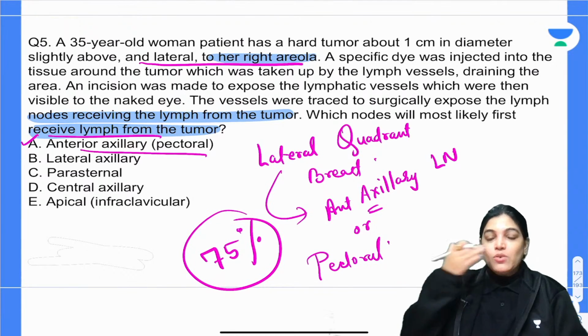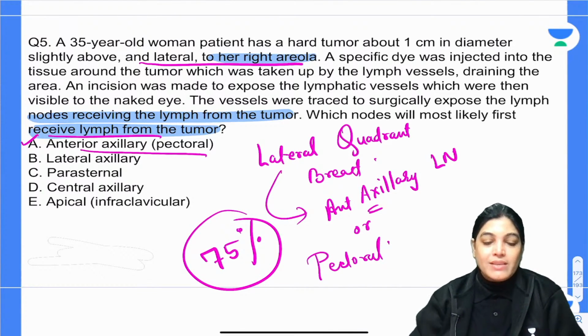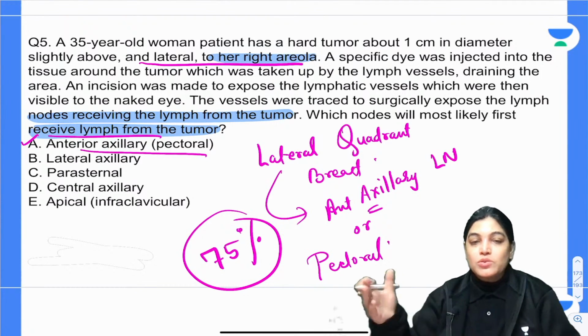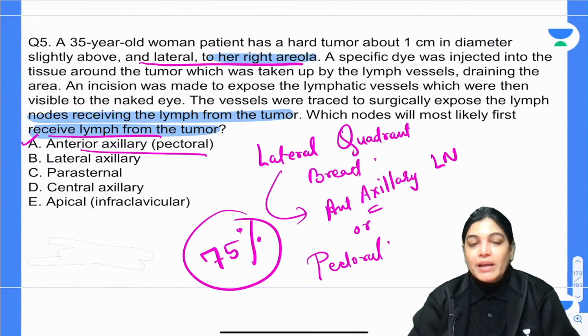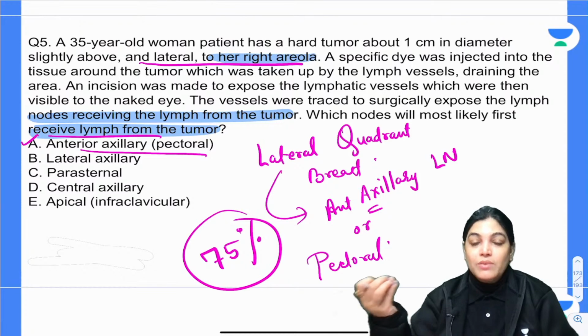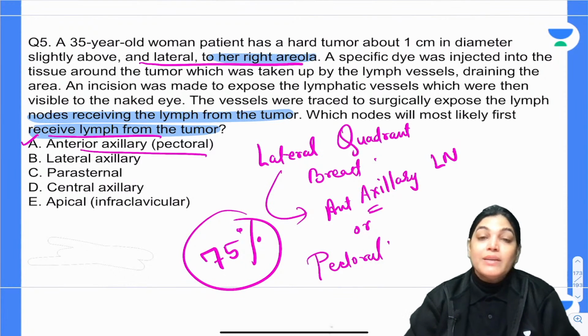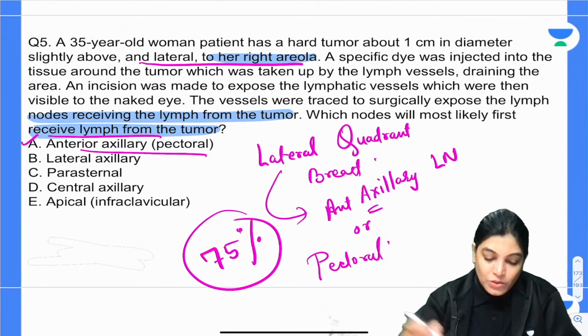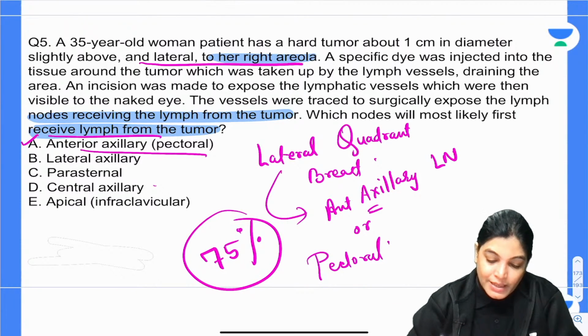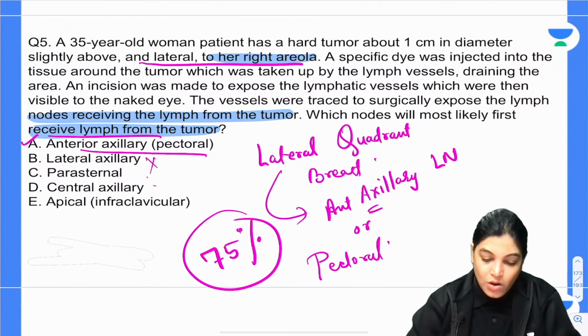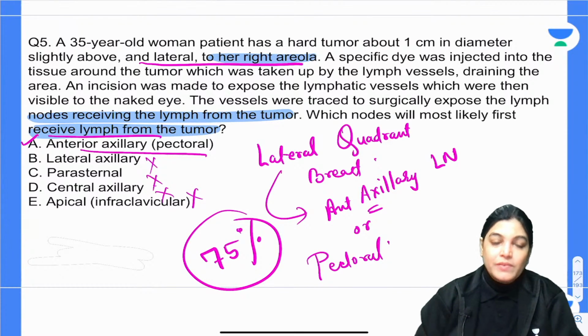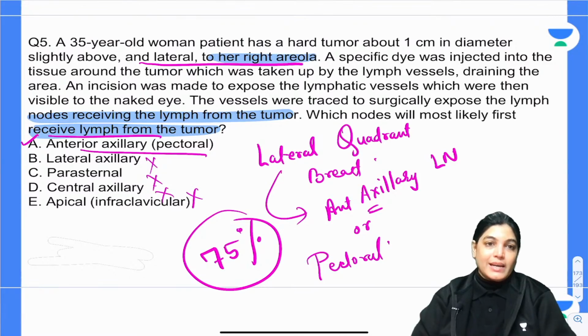If we talk about the medial quadrant of the breast, then the lymphatics are draining into the parasternal node, with some crossing to the opposite side also. A small amount from the inferior part of the breast will drain into the lymph nodes of the anterior abdominal wall. When we are talking about apical and central, they are generally getting lymphatics from the anterior group. Lateral is basically draining more of the lymphatics from the upper limb. So these all are wrong. We have to choose the best answer, so we will go with anterior axillary or pectoral as the correct answer.